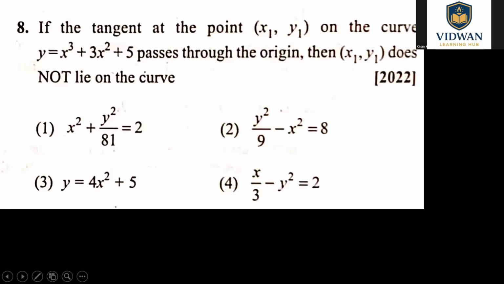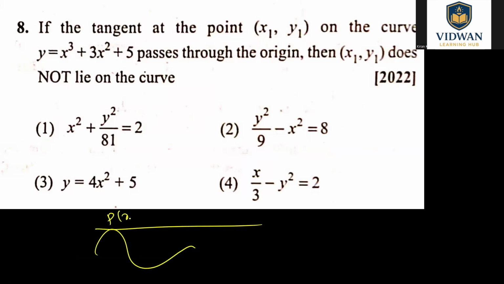So then we have this question. If the tangent at P on the curve passes through the origin, then x1, y1 does not lie on which curve? So some random curve is given, so let us draw it randomly. The tangent at P(x1, y1) is passing through the origin. Then x1, y1 does not lie on which curve. So basically you find out the locus of x1, y1 and you can verify, I think.